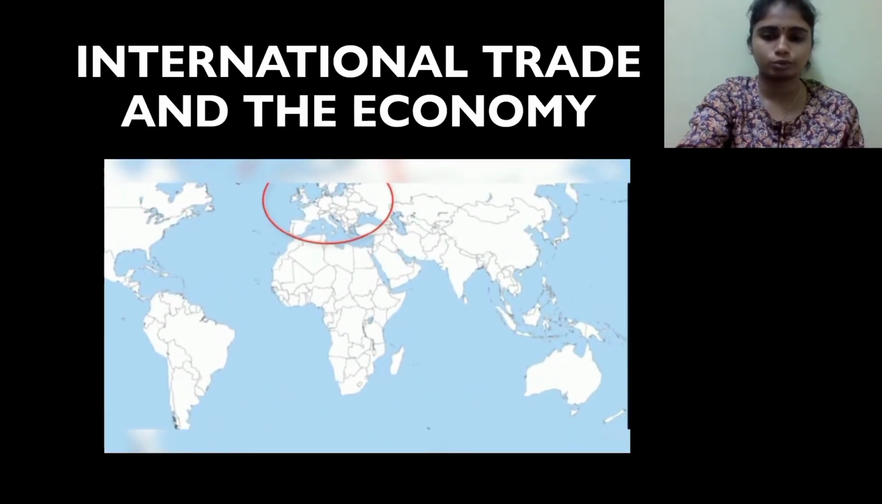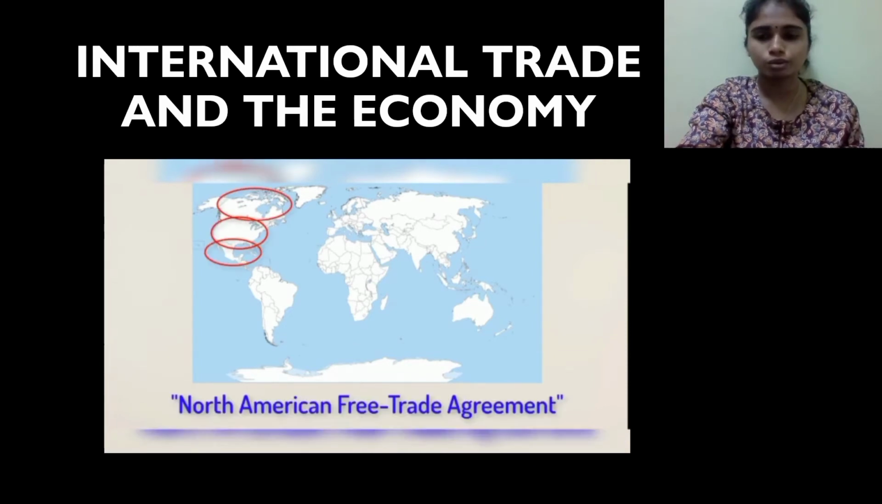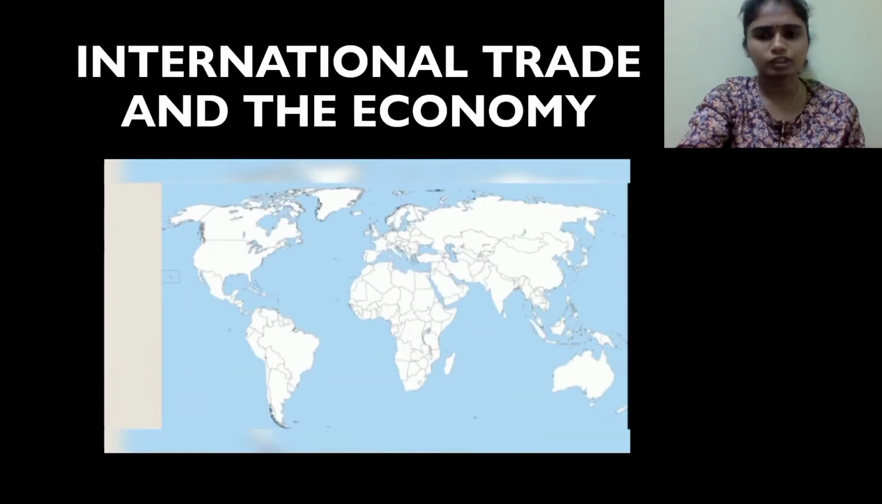Its purpose is promoting cooperation in both economics and politics among European countries. The EU has a common currency known as the euro, and there are no trade barriers between countries in the European Union. In 1994, the United States, Canada, and Mexico agreed to the North American Free Trade Agreement, which is NAFTA. The agreement removes most trade barriers among the three countries. Overall, the agreement has increased trade among the three countries, especially for agricultural products.